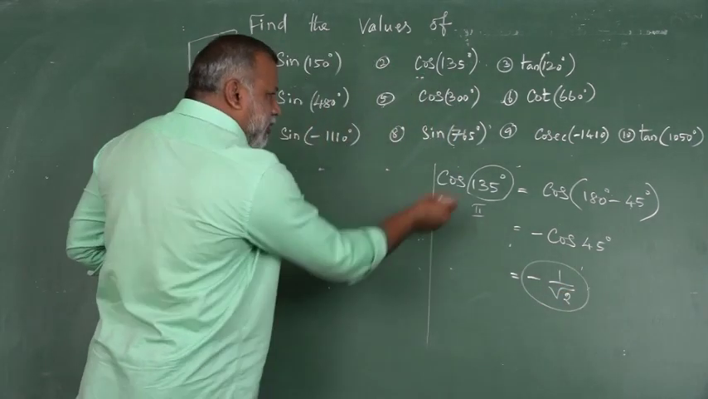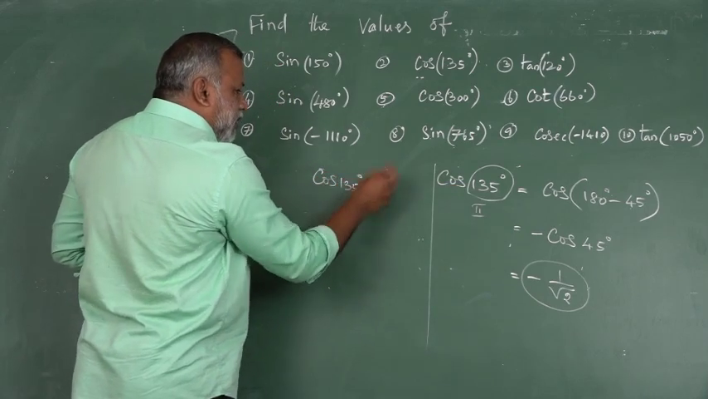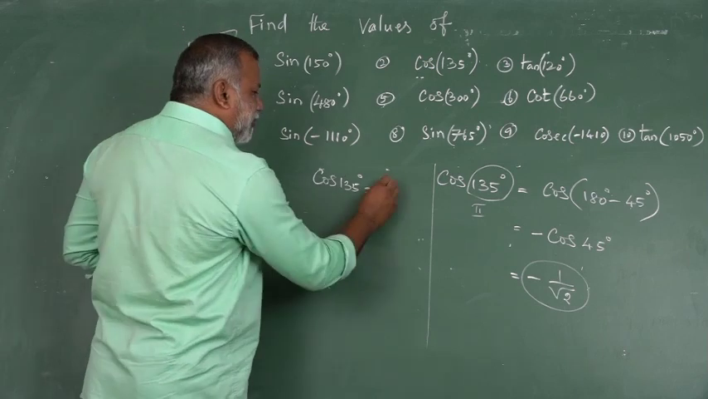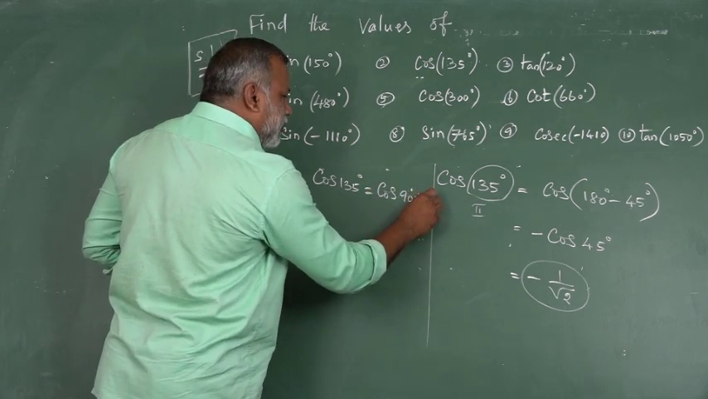Now, you can think about this sum in one more method, 135. Cos 135 again can be put in the form of cos of 90 plus 45.